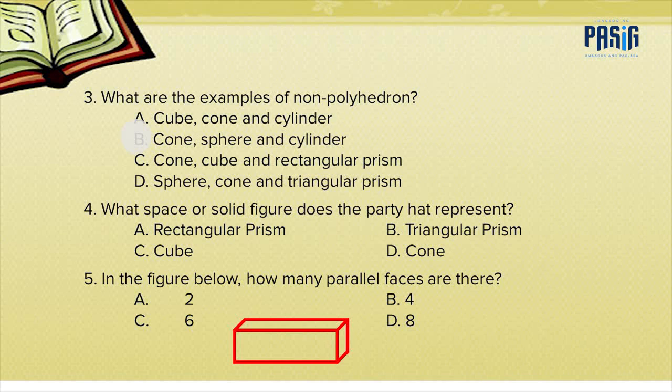Number 4. What space or solid figure does the party hat represent? A. Rectangular prism. B. Triangular prism. C. Cube. Or D. Cone. And the correct answer is D. Cone. Number 5. In the figure below, how many parallel faces are there? A. 2, B. 4, C. 6, D. 8. And the correct answer is C. 6.